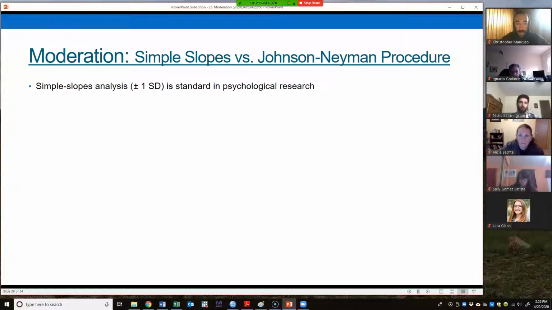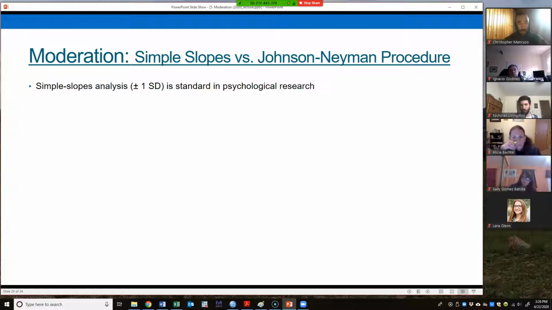But up to this point, we've talked about looking at our simple slopes analyses by rescaling our moderator so that 0 corresponds to one standard deviation above and below the mean, right? This is standard in psychological research, and the standard deviation above and below kind of makes sense because it's within that range.